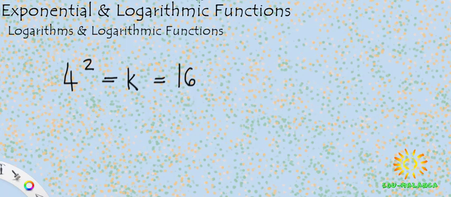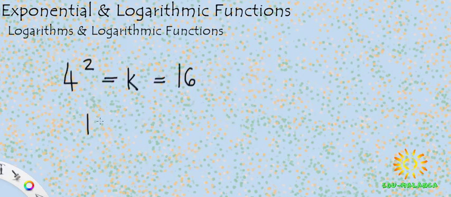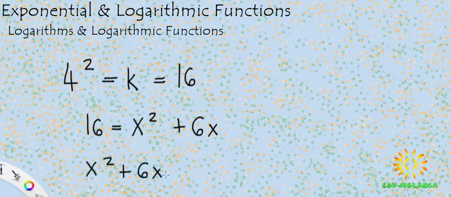Let's substitute back into this expression. What we will have is that 16 is equal to x squared plus 6x. Remember, we're trying to solve for x, so we're going to take the 16 to this side of the equation, and we're going to have x squared plus 6x minus 16, because when it moves from this side to that side, it changes signs, and this whole expression will be equal to 0.